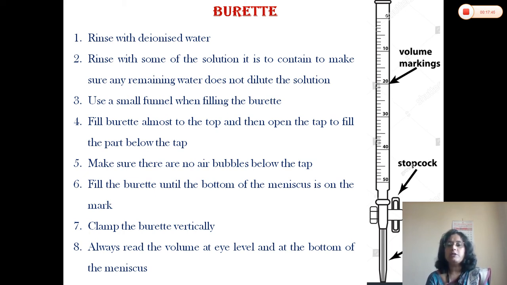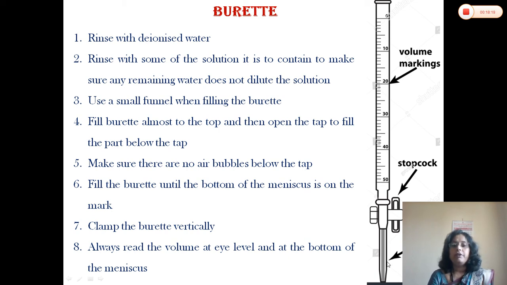Then with the help of a small funnel, fill the burette. Although it has the 0 mark over here, you have to add a certain extra amount of the solution in the burette to fill this lower part of the burette. So once you fill the burette to the uppermost top, open this tap to fill the lower part below the tap, and make sure that there is no air bubble present below the tap.